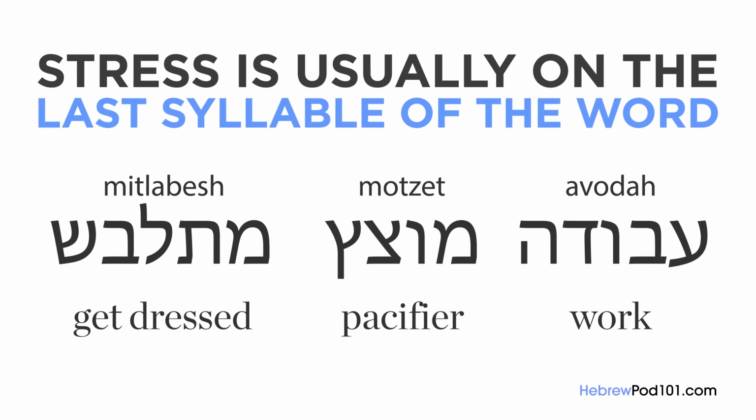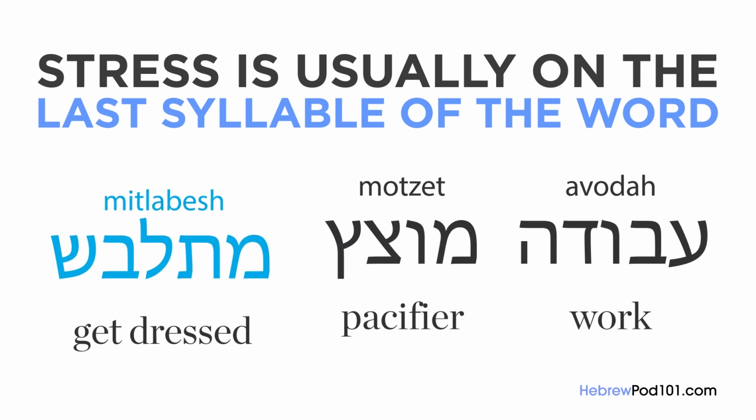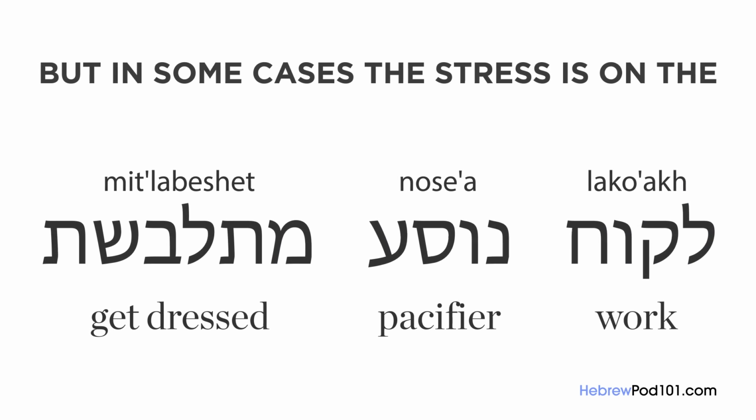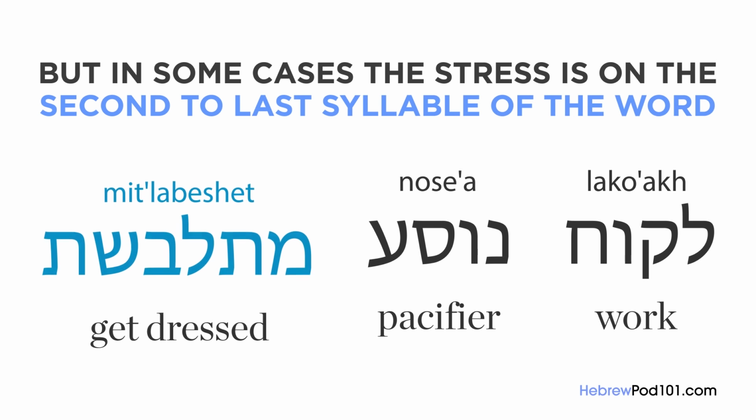In Hebrew, words are stressed differently than in English. Stress is usually on the last syllable of the word. Avoda, motzetz, mitlabesh. But in some cases, the stress is on the second to last syllable of the word. לקוח, נוסע, מתלבשת.